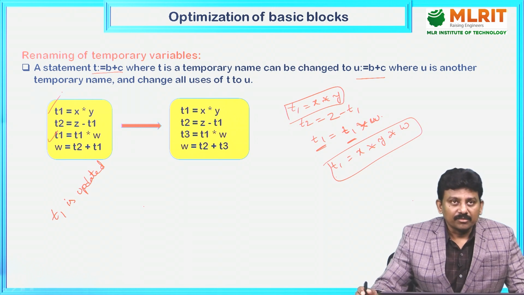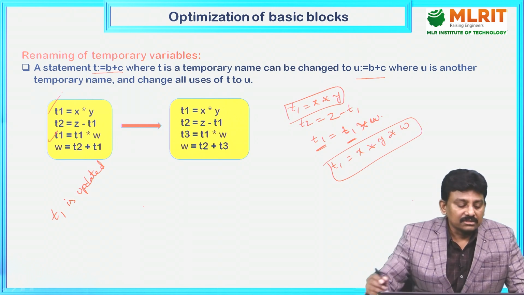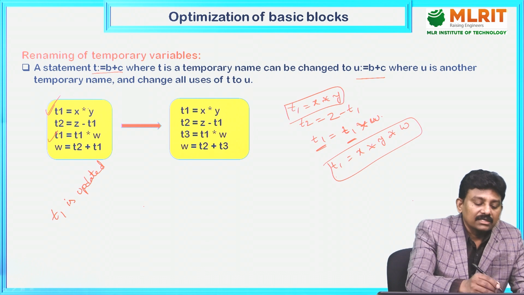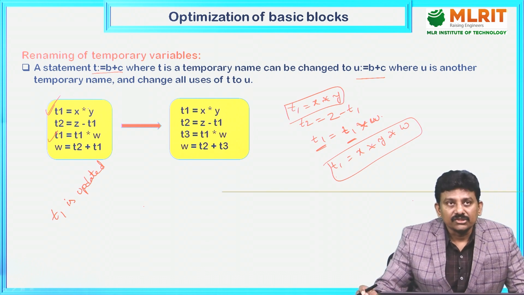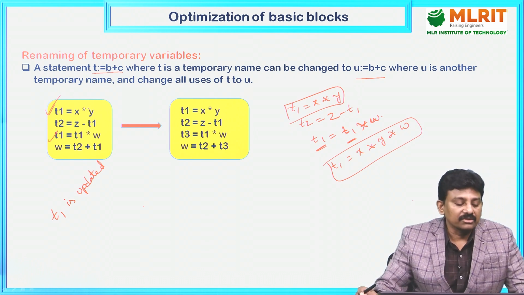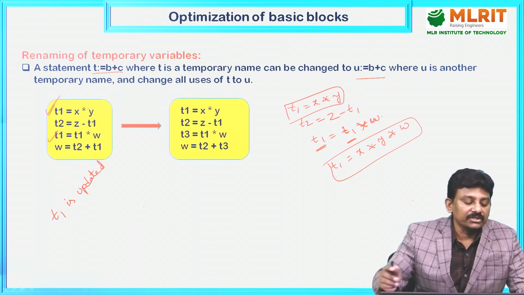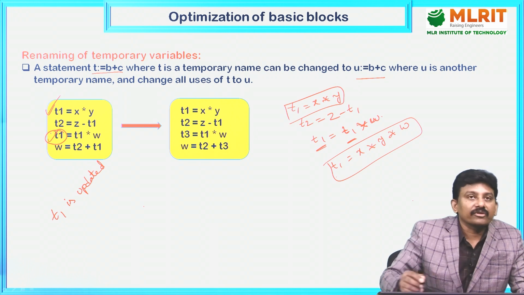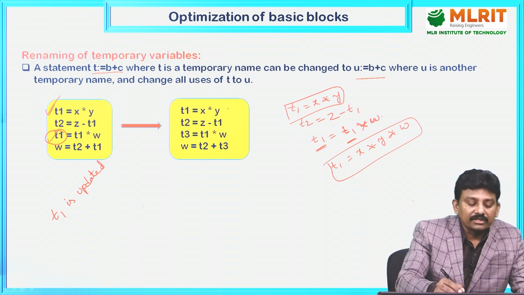But in subsequent blocks, the value of this T1, that is X star Y, may be needed in future. So we need to keep it as it is, T1 is equal to X star Y. That's why we need to change the name of this temporary variable T1. That's why I will replace this code.